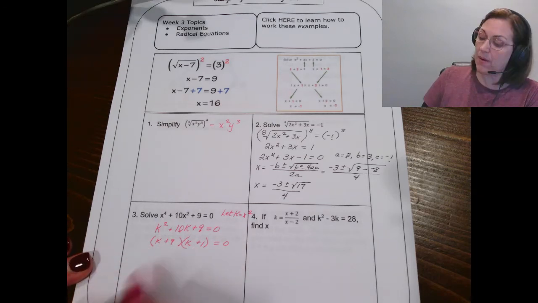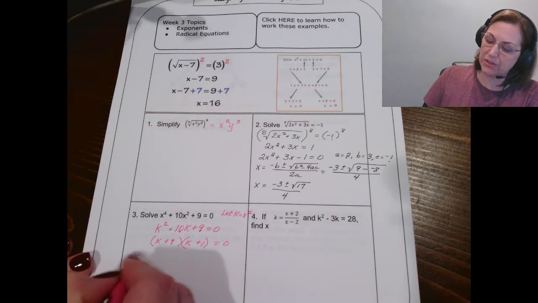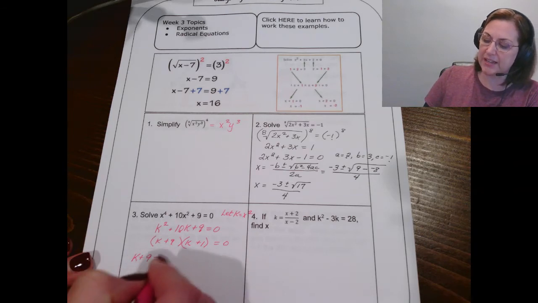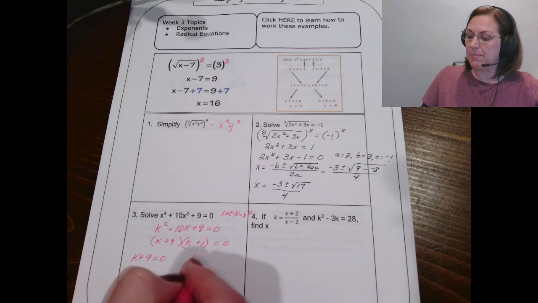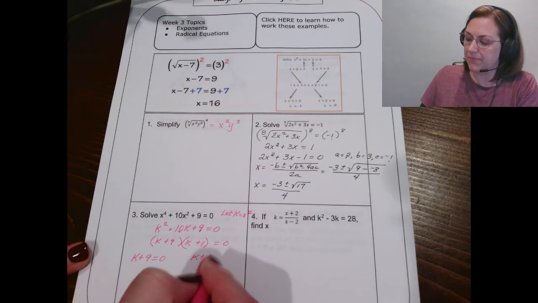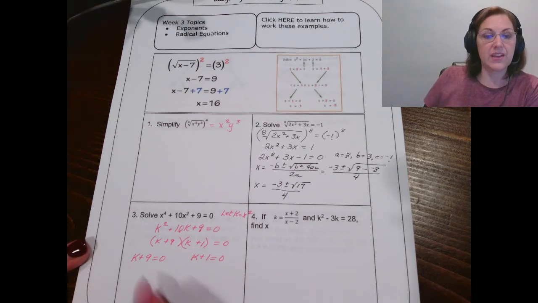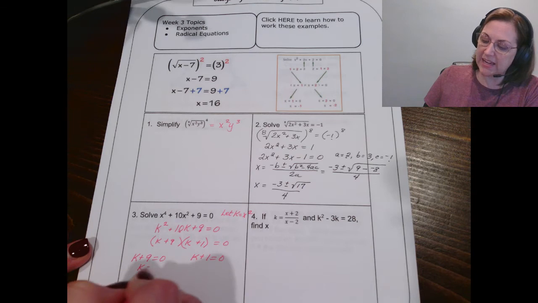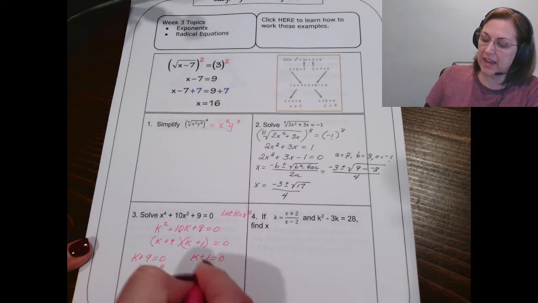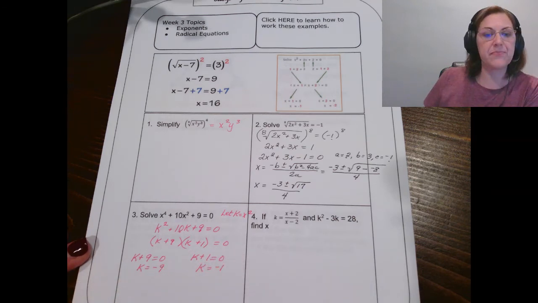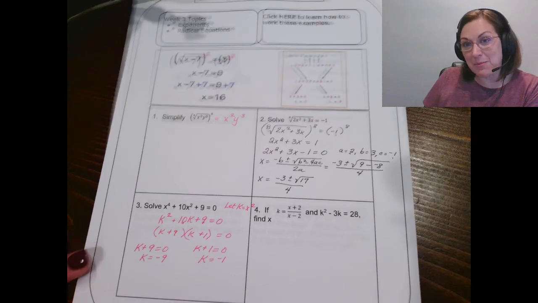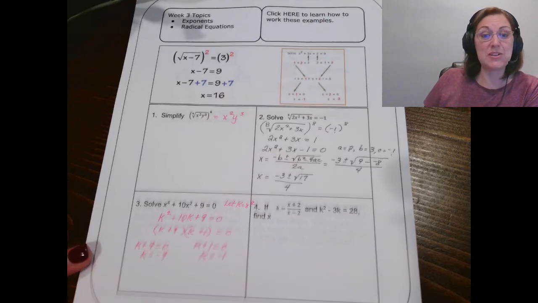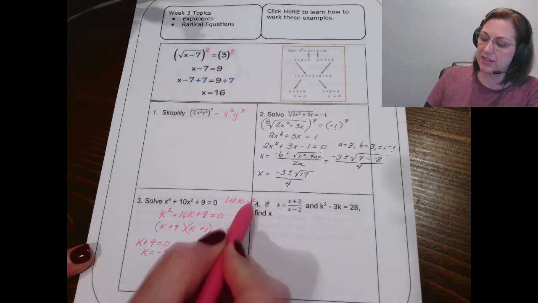So now I will set these two equal to 0. K plus 9 is 0. K plus 1 is 0. And I solve. K equals -9. K equals -1. But this problem wasn't asking me to solve for k, it was asking me to solve for x. So I have to sub it back in.